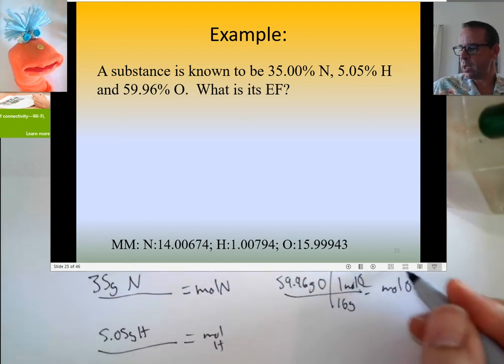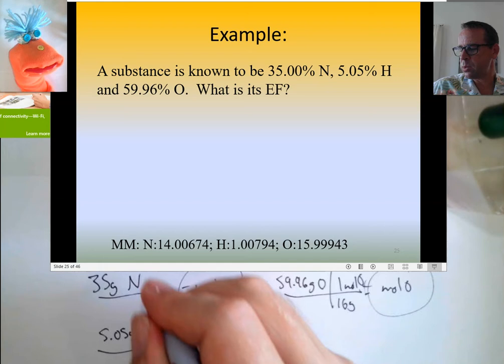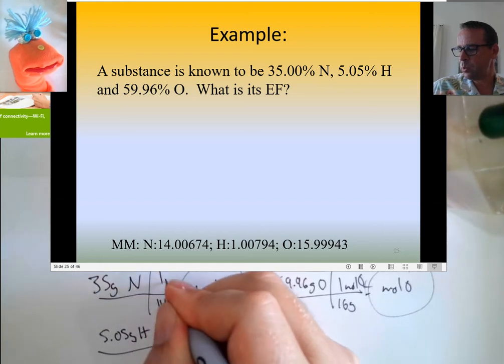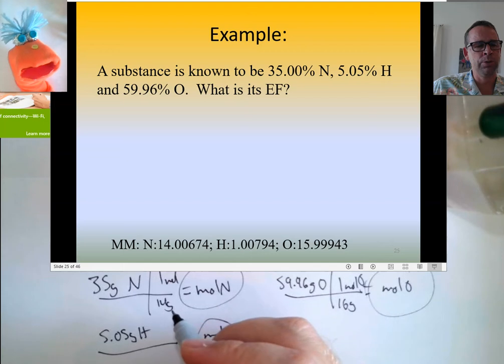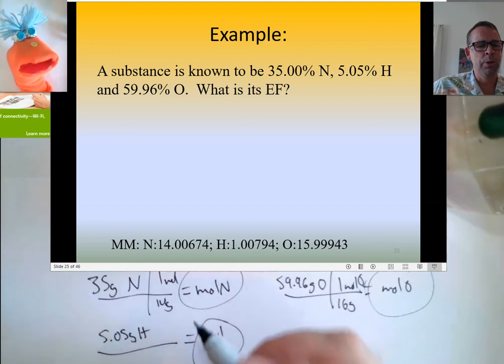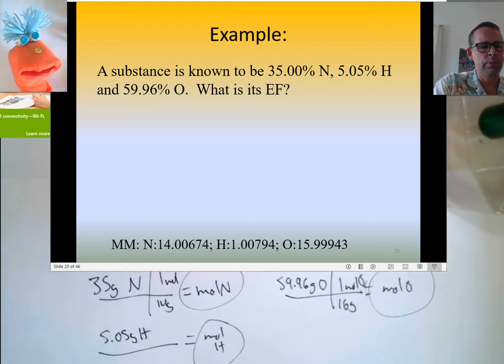Then I can identify the moles of each of these compounds, right? 14 grams for every 1 mole. Do you know where we get this 14? That's what's on the periodic table. That's what that value is. Can you see this? Show me the periodic table.